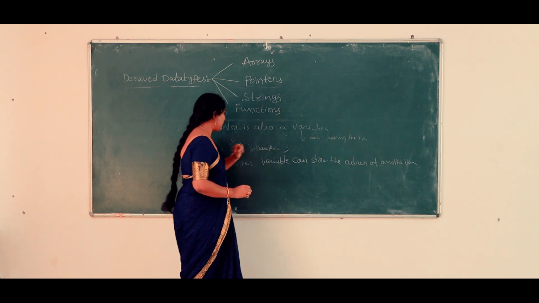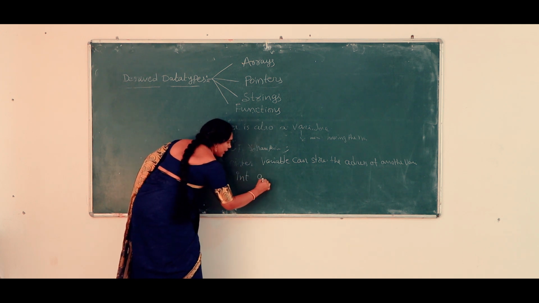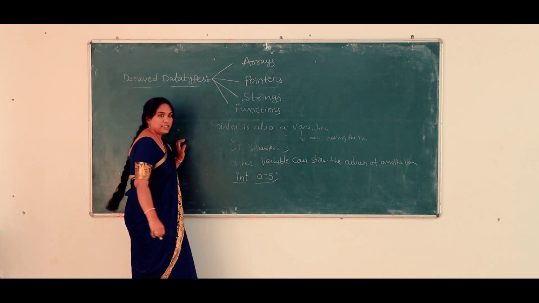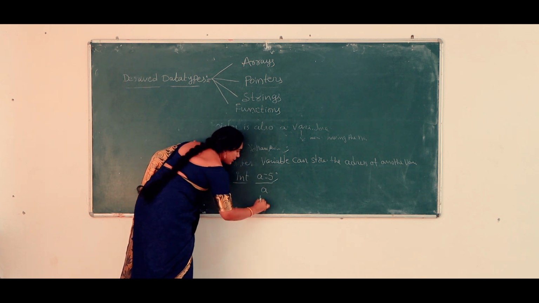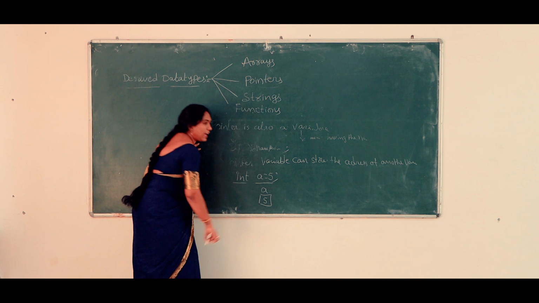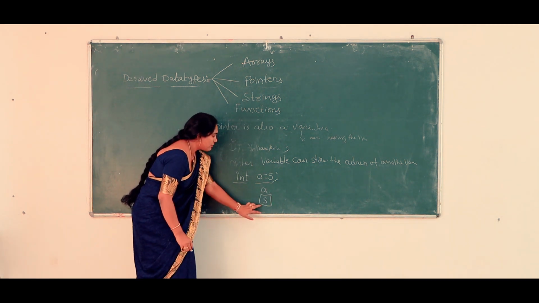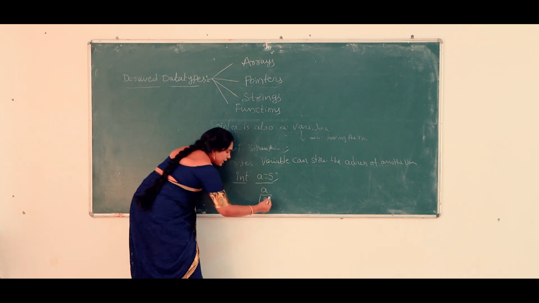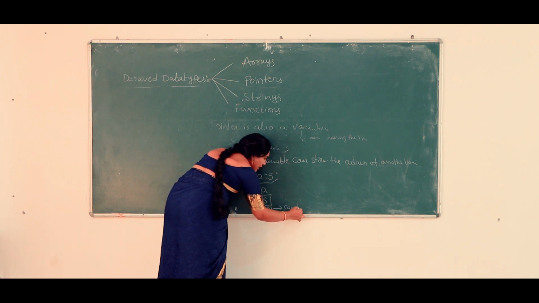Here is the normal variable. For example, I am taking a normal variable, that is int A is equal to 5. Now in this example, int A is equal to 5. A is the variable name and 5 is the value. It takes a memory space for A, and it has the value 5, and it has the address. This address is defined by the memory.